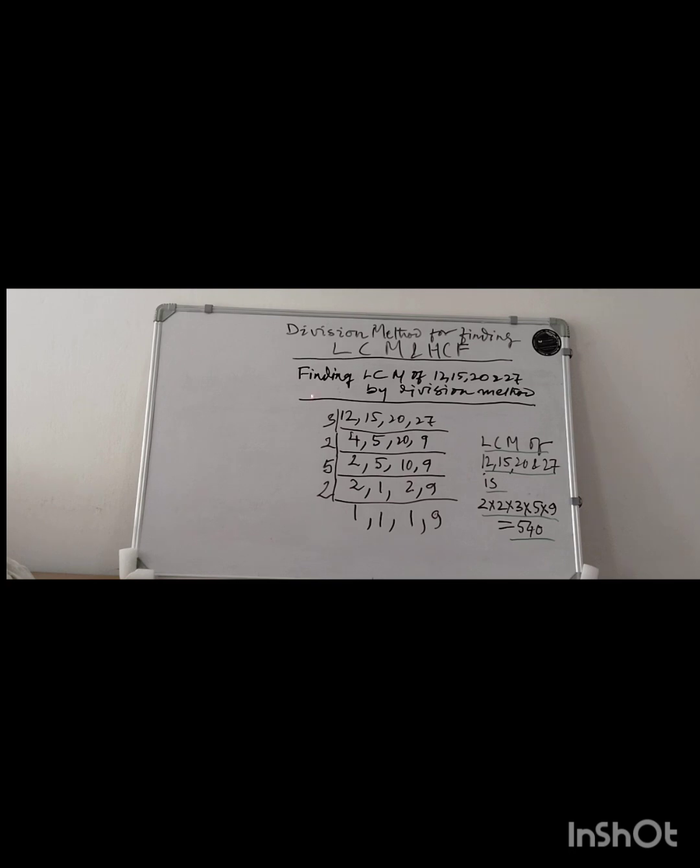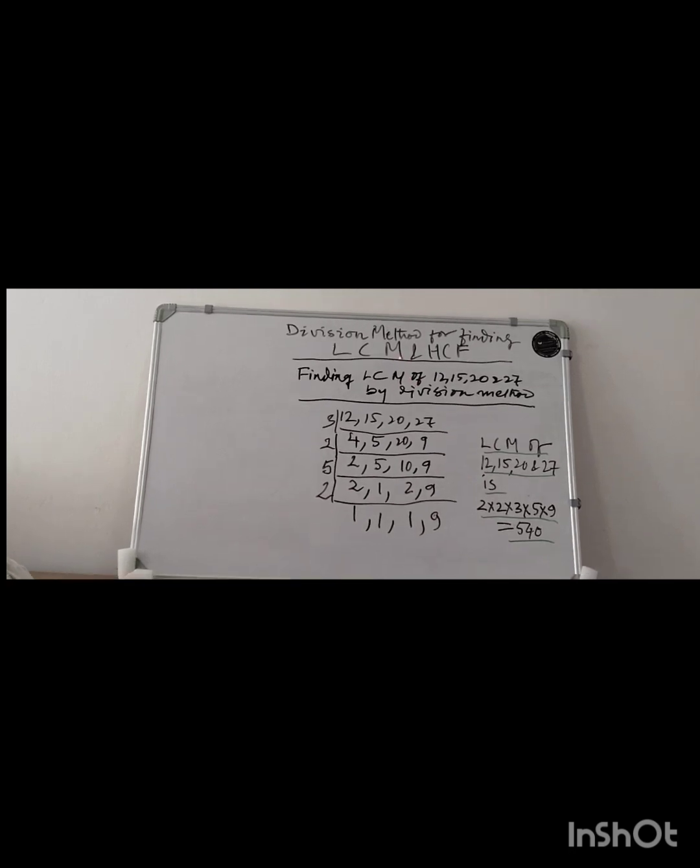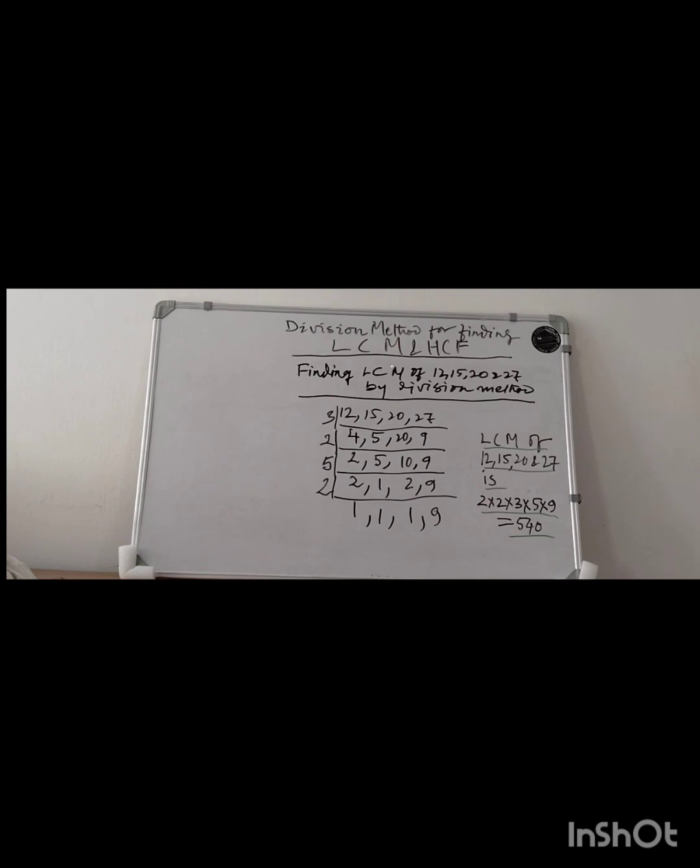Find the LCM of 12, 15, 20 and 27 by division method. So let us put 12, 15, 20 and 27 in a line and find a number which is common to at least two numbers to be divided.